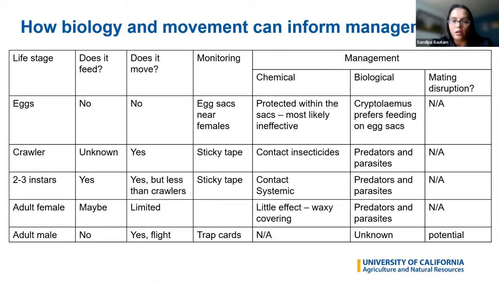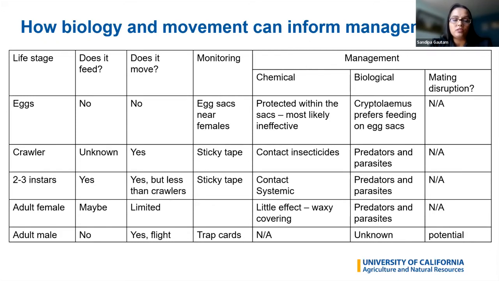But when it comes to biological tools, Cryptolaemus, according to the literature, prefers feeding on egg sacs. So if you're choosing to release Cryptolaemus species, which is commonly known as mealybug destroyer, to control mealybug, then it may be a good idea to release them when egg sacs are present.